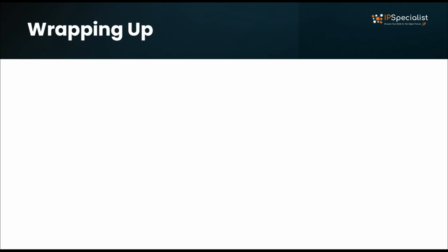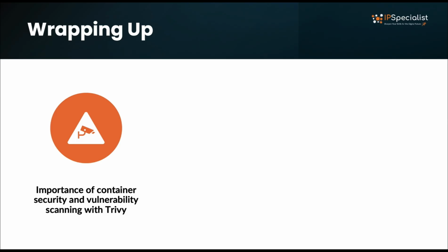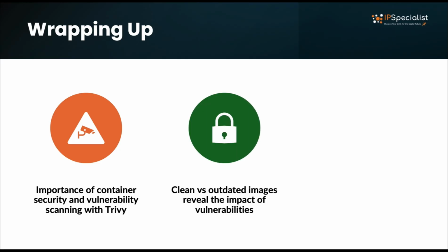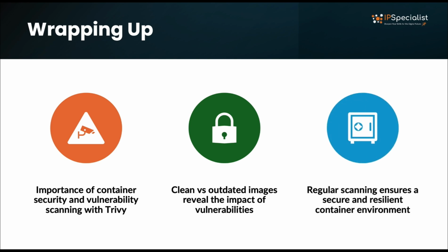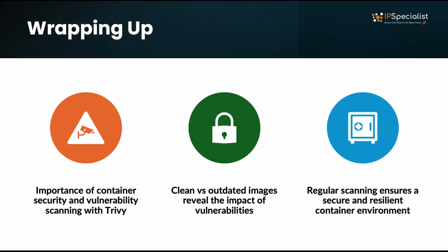In this session, we explored the importance of container security and learned how to perform vulnerability assessments on Docker images using Trivy. We saw how a clean image like Ubuntu shows zero issues, while an outdated image like Nginx reveals hundreds of vulnerabilities with detailed CVEs. The key takeaway is that regularly scanning your container images is critical for preventing hidden risk from entering production. By integrating tools like Trivy into your workflow, you can detect and address vulnerabilities early, ensuring a stronger and more secure container environment.